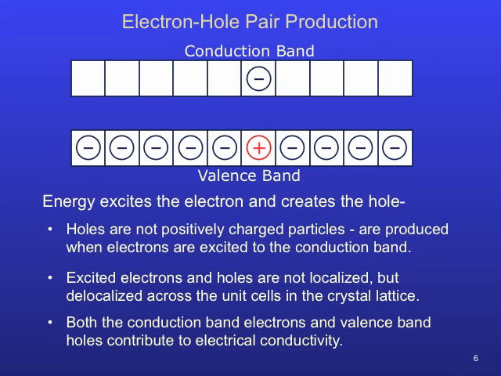The excited electron is now available to contribute to the electrical current and is delocalized throughout the crystal lattice. Also, the holes in the valence band will now allow movement of electrons in the valence band, which effectively moves the hole, and this also contributes to the electrical current.